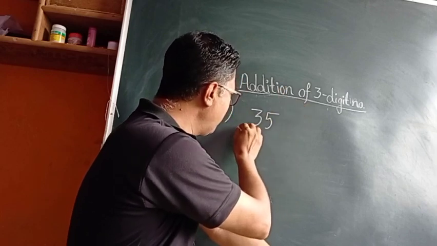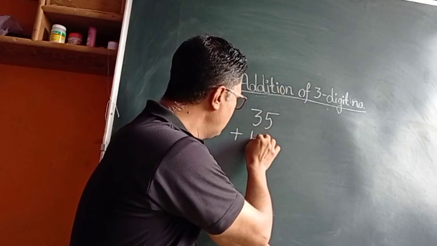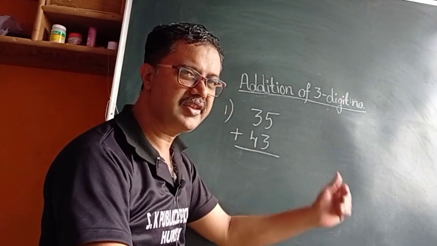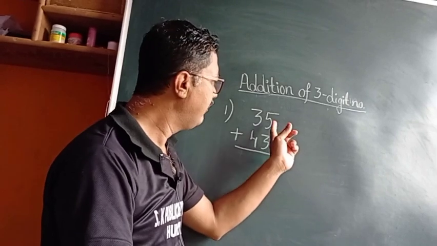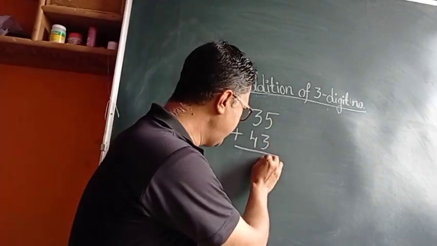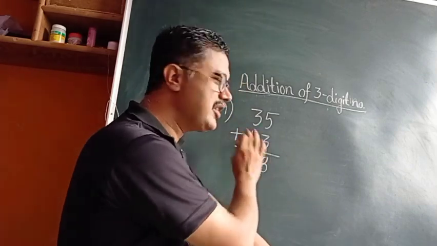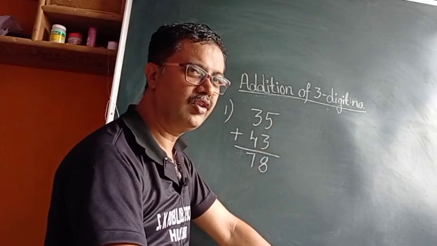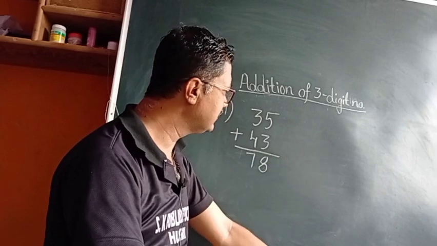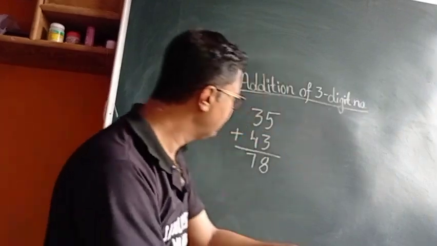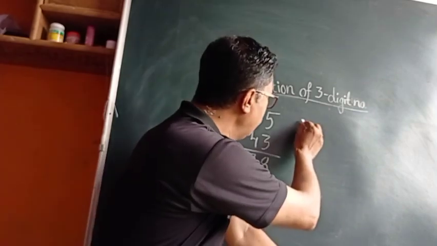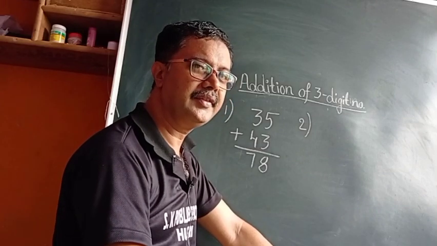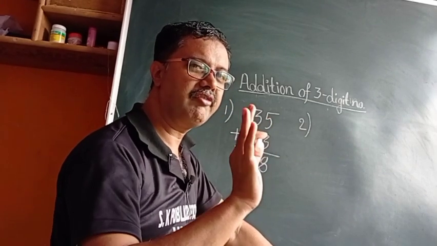first I'll take the 2-digit number 35 plus 43. Yes, this is the first example. 5 plus 3 is equal to 8. 3 plus 4, 7. Very good. You know that one. Now, I will write the second one here only. This is without carry, addition of a 2-digit number without carry.